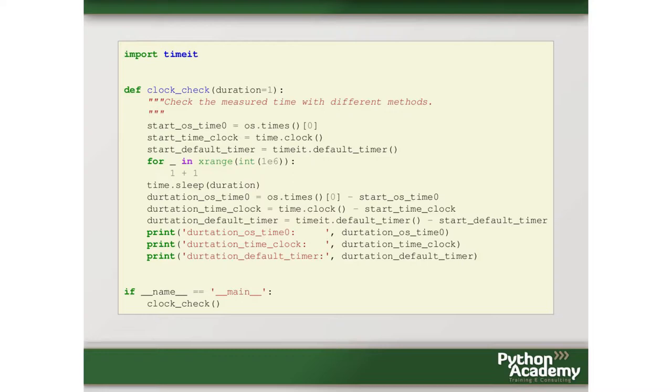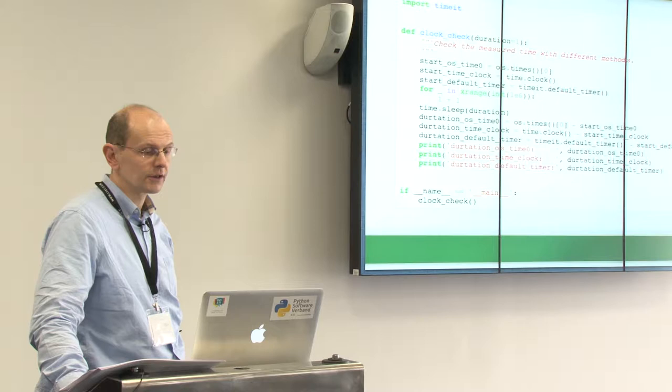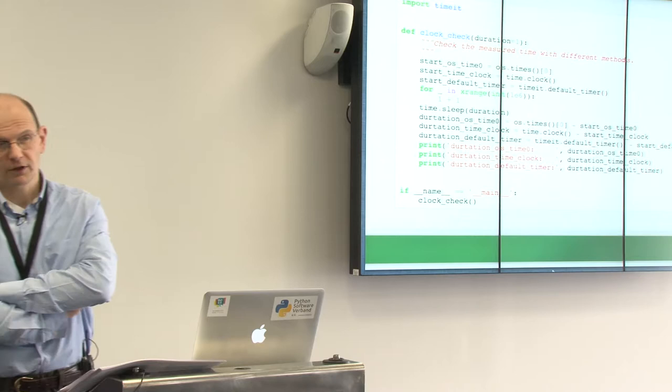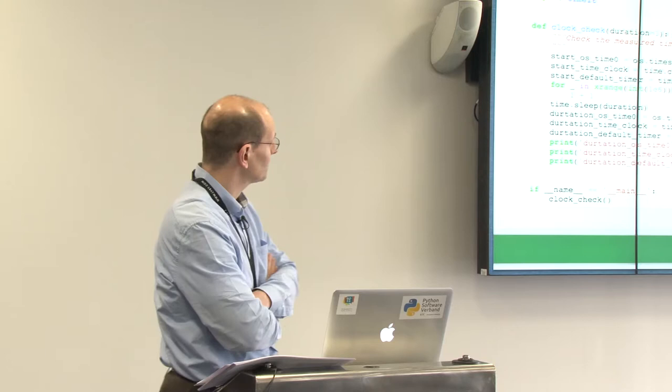You see I have different methods, if you use different methods. If I use clock here and if I use time. So time.clock is one method to get a timestamp, and time and a default timer. Unfortunately, there are differences between different operating systems. So if you run this with time or clock on different operating systems, you might get different results because sometimes they have different meanings.